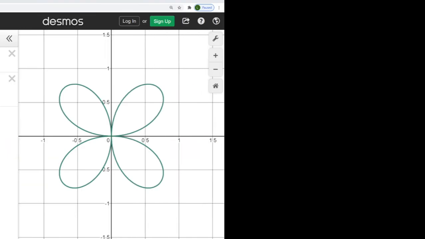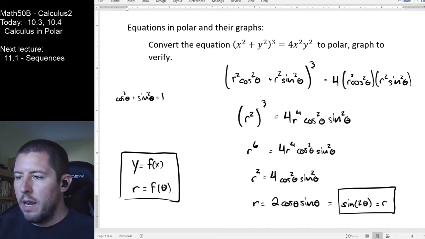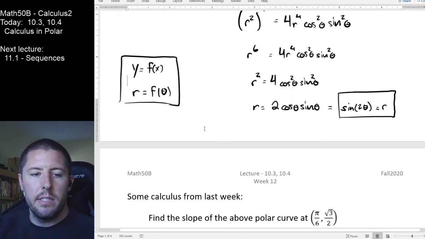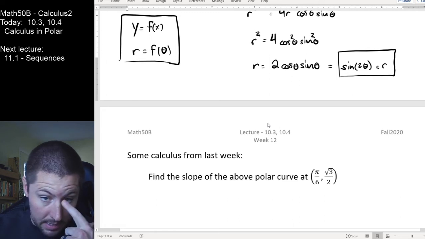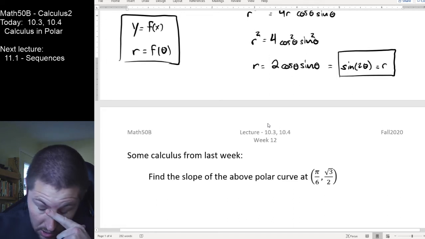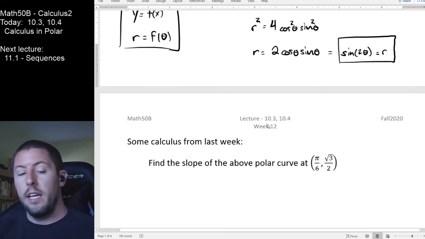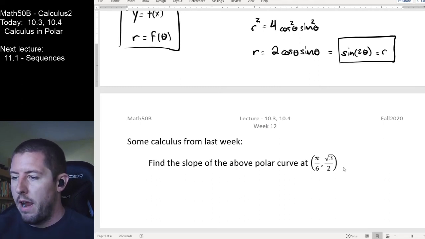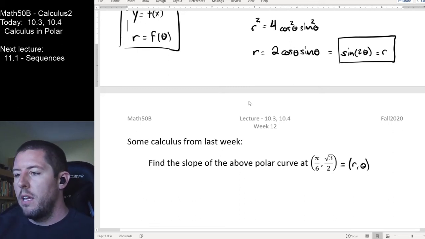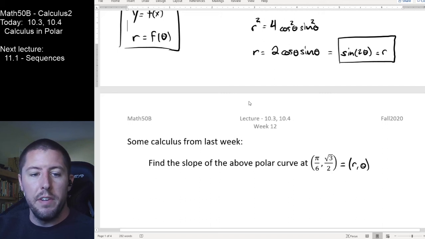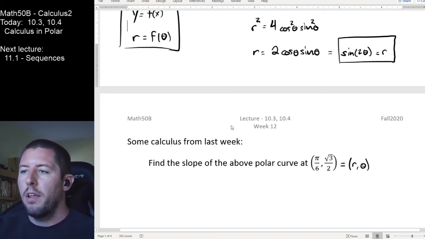So coming back over into what we got over here now, what I am interested in doing is doing some calculus things with this guy. For example, I am interested in finding the slope of that above curve at the location pi sixths, root 3 over 2. So what you should notice here is that these are clearly an r theta ordered pair, not an xy ordered pair. And so it looks like we want to evaluate whatever the slope equation, the derivative of this function is, at that r theta location.